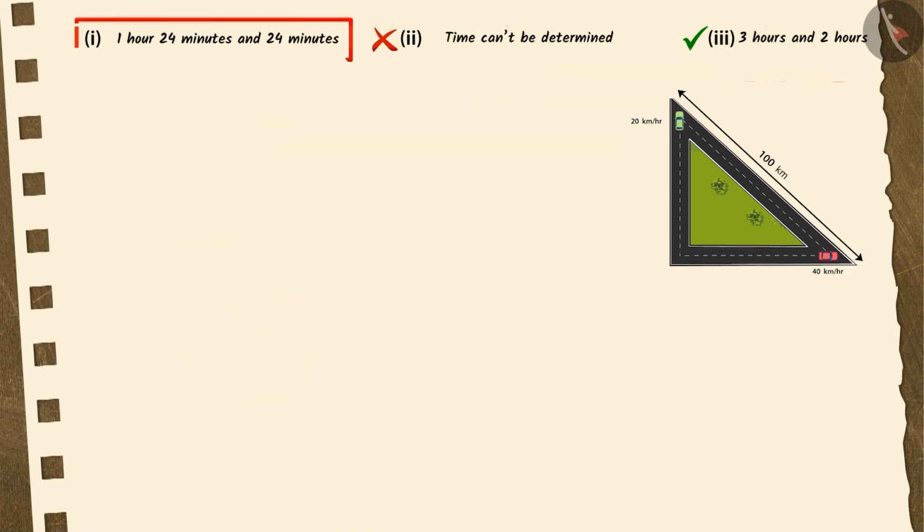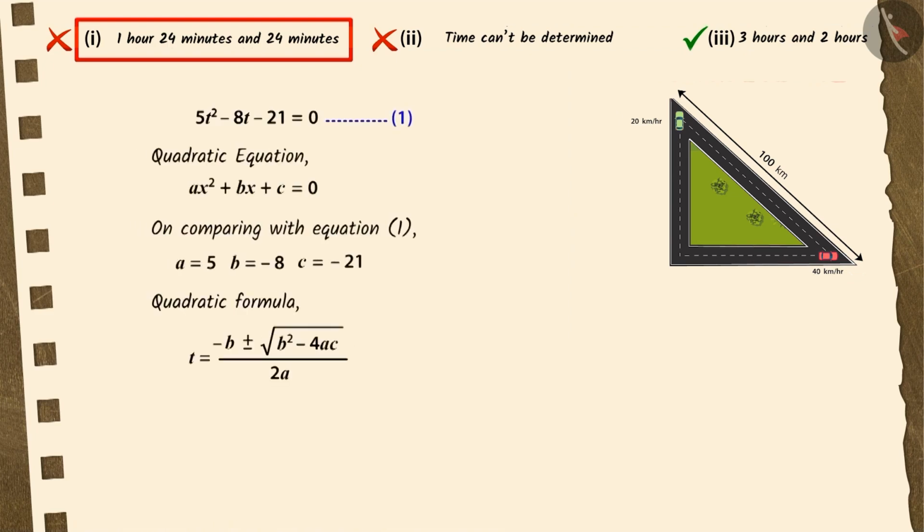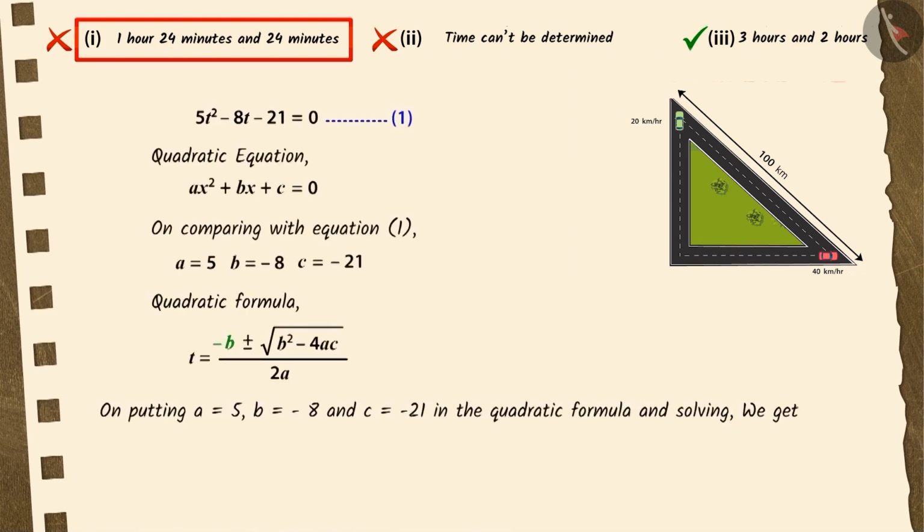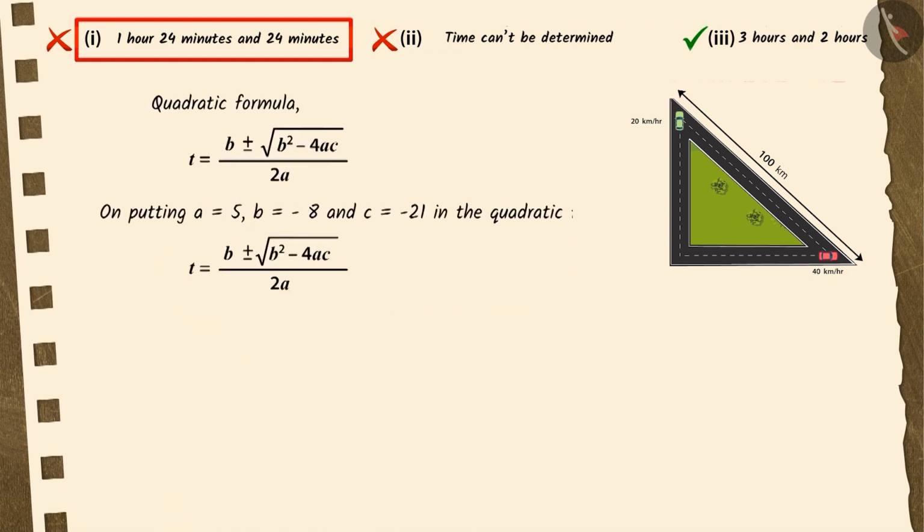If you have selected option 1, it is a good try, but this is also the wrong answer, because you have written a positive b instead of a negative b in the quadratic formula, and solved the question based on that.